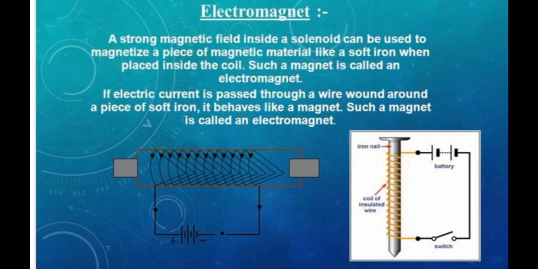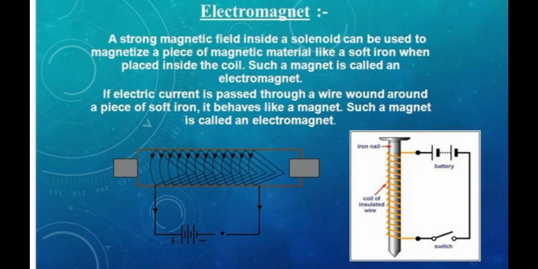Advantages of an electromagnet for us: an electromagnet gets demagnetized as soon as the current is switched off. This is not possible with a permanent magnet. If a permanent magnet is demagnetized, it will not get magnetized again. But this is a remarkable property of an electromagnet, that it gets demagnetized as soon as the current is switched off and again gets magnetized as soon as the current is on.